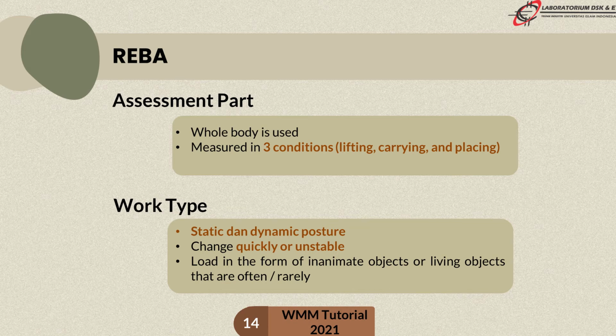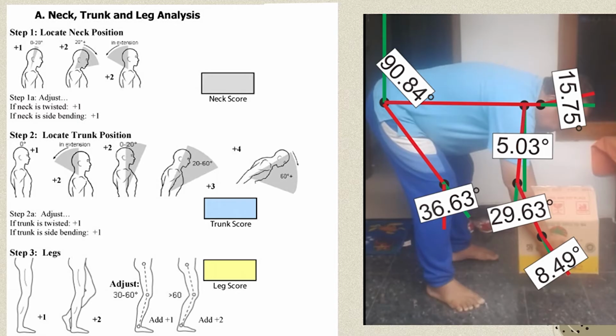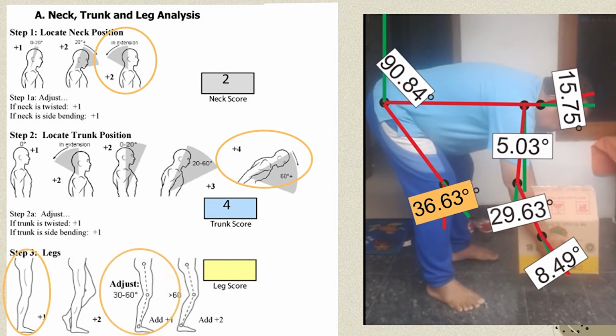Next, we go to how to measure REBA manually. In the measurement of REBA manually, there are 2 postures, A and B. The first posture is A. In posture A, we measure the angle on the neck, the angle on the back, and the foot. On the foot, we observe the use of both feet and determine the angle of the leg that bends.